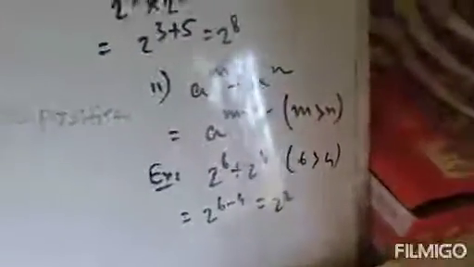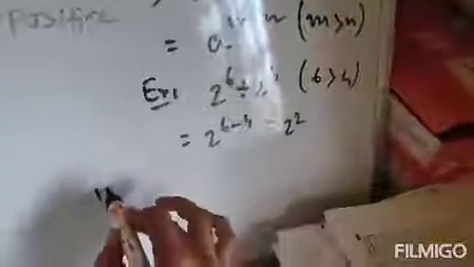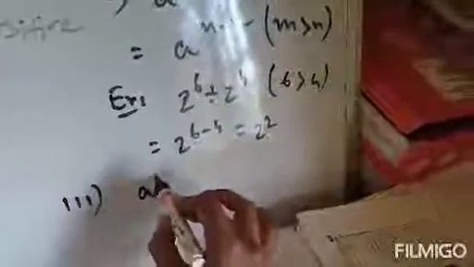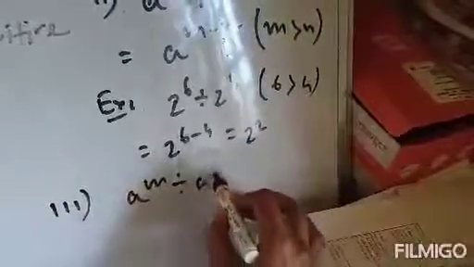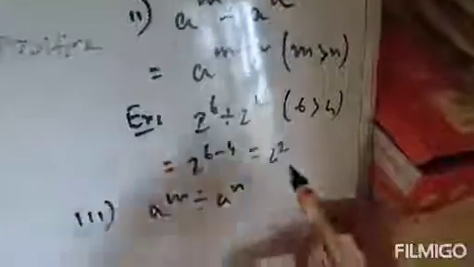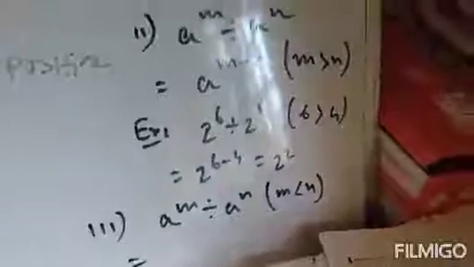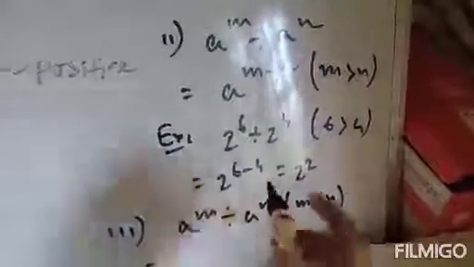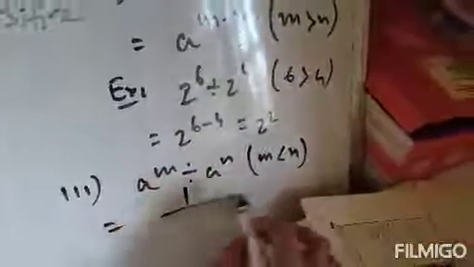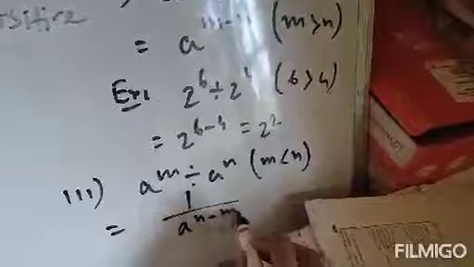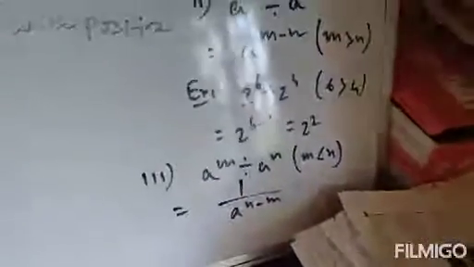Clear? Now the third formula, also a to the power m divided by a to the power n, the same expression, but here the condition is the reverse, that is m should be less than n. Here the formula will be 1 by a to the power n minus m.